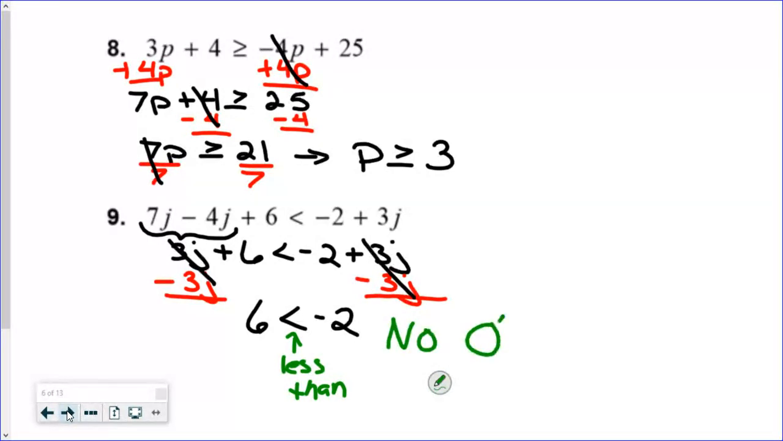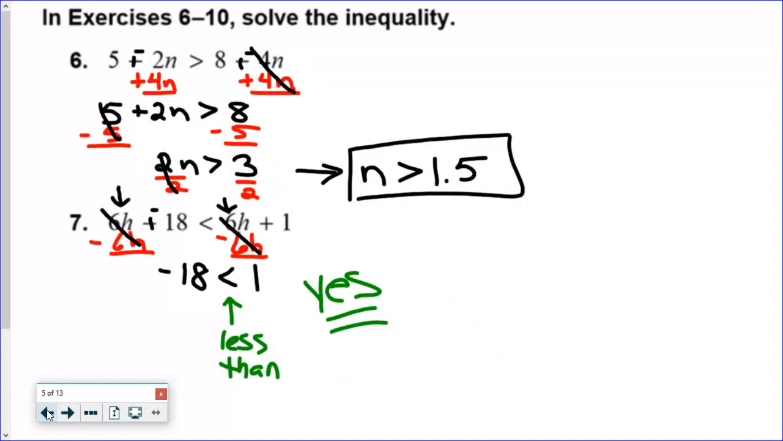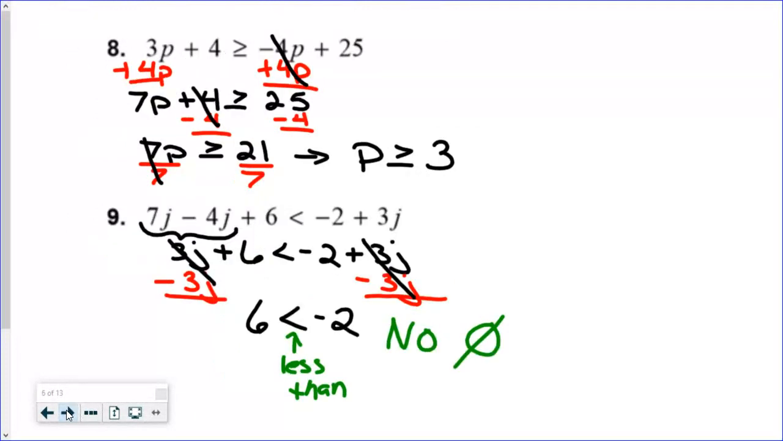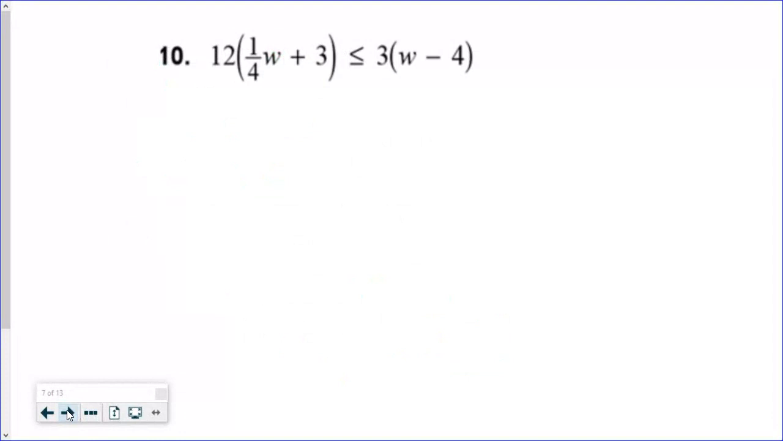That is a no solution compared to the other one. I'm just going to flip back. Yes, this would be an all real numbers type of situation. This is no, no solution. Okay, let's try another one.